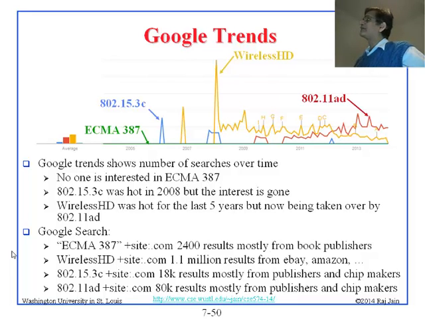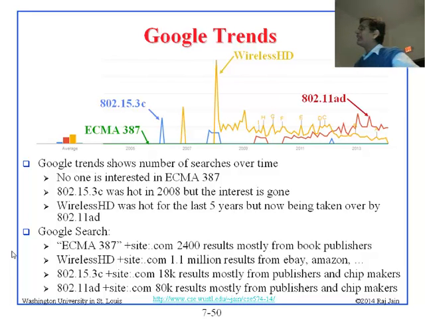Then I did another thing, a Google search. I searched ECMA 387 plus site:.com. What does that do? It finds out which companies are providing information about 387. There were 2,400 results, mostly from book publishers. So you find IEEE Xplore, IEEE not .com, but Wiley.com, things like that. So that shows you that there is no product implementing ECMA. Wireless HD had 1.1 million results, mostly from eBay and Amazon. People are selling it.